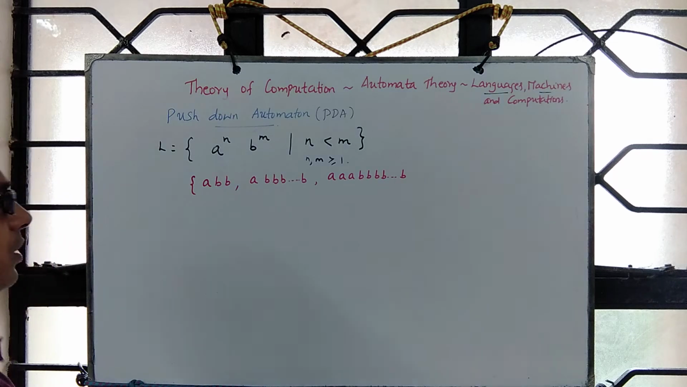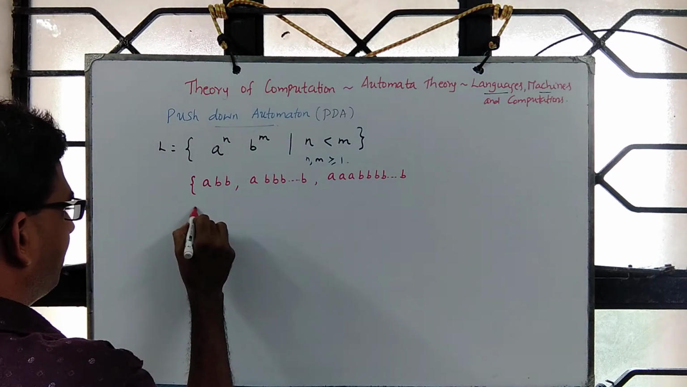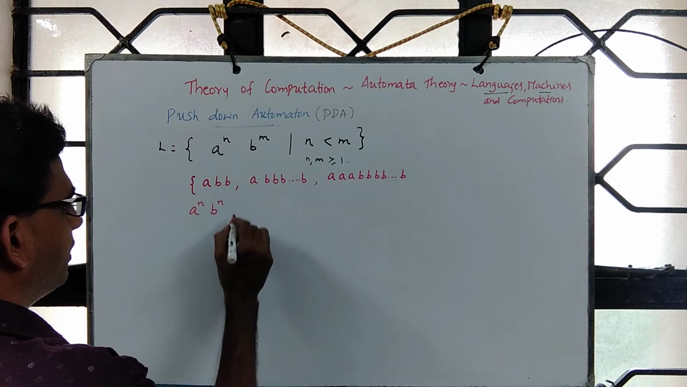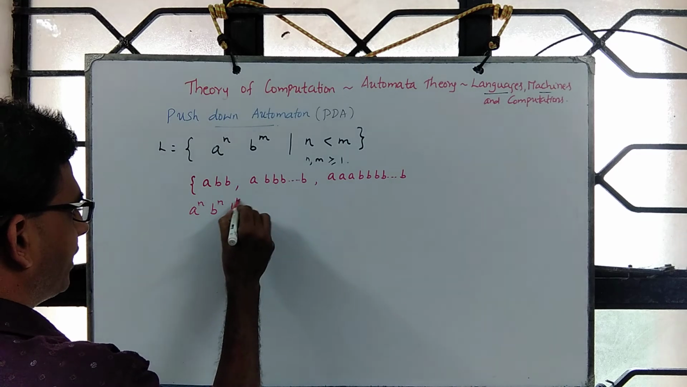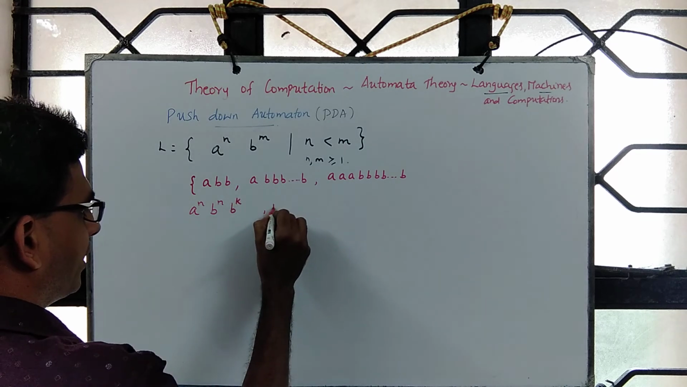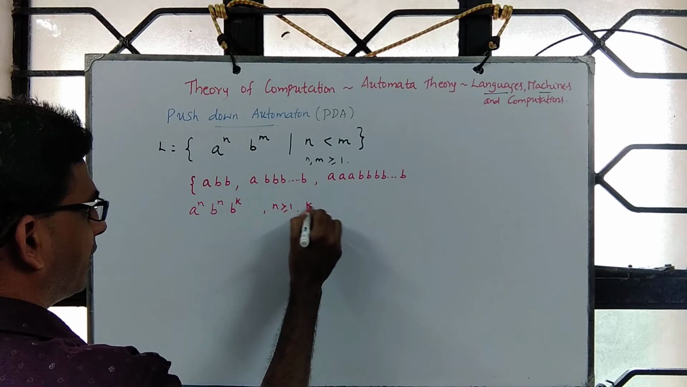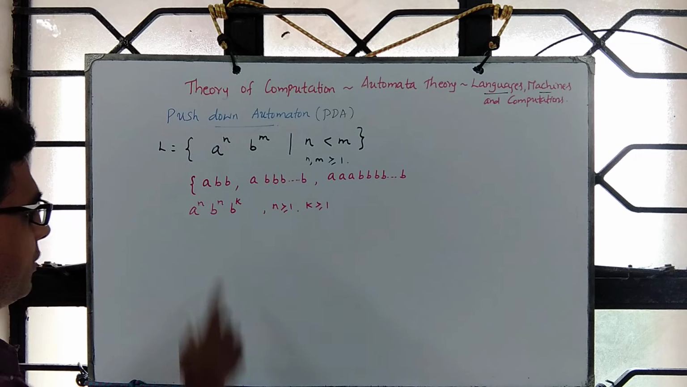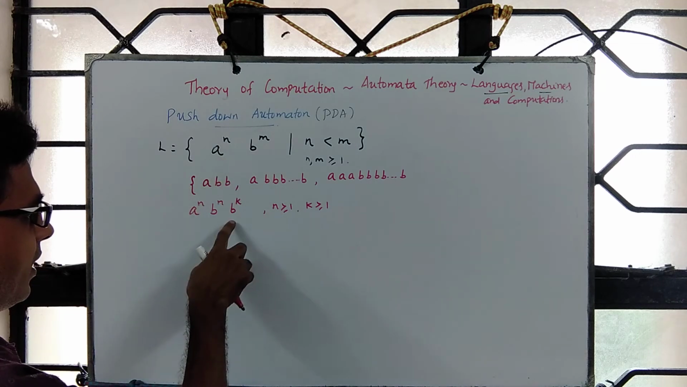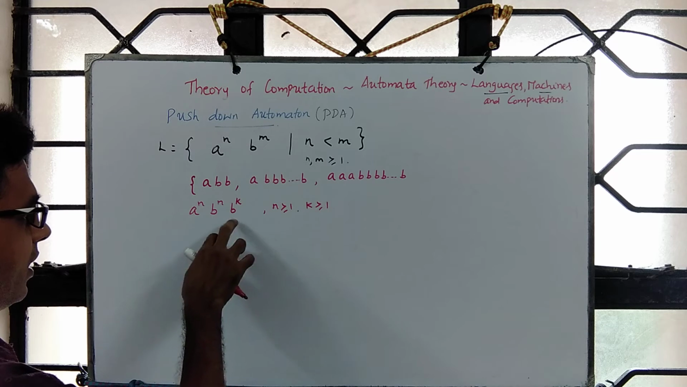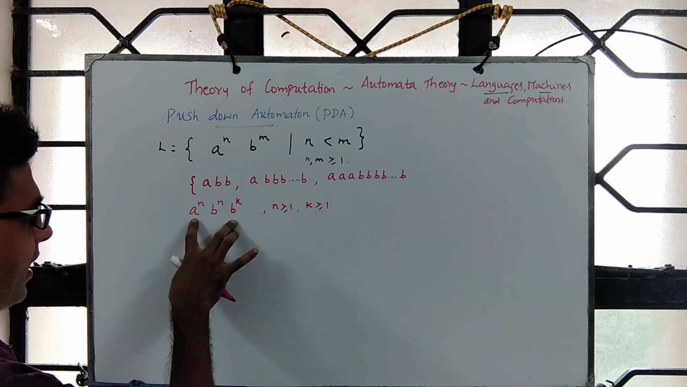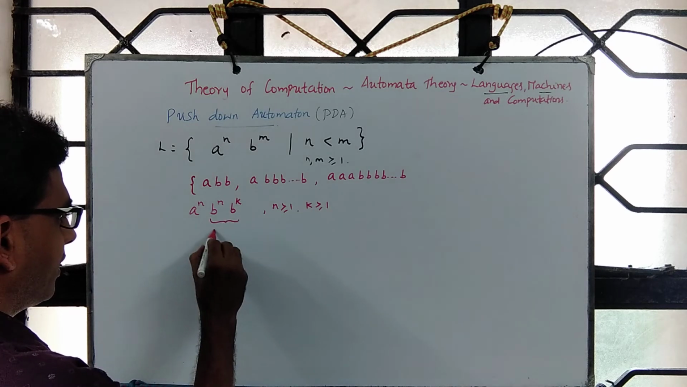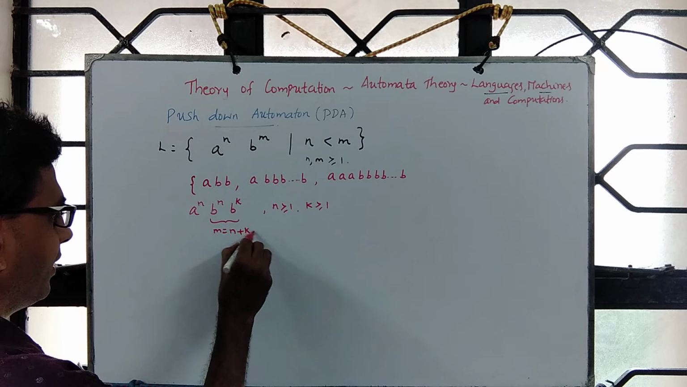Fine. So you can also look at this language like this: a power n, b power n, and b power k, where n is at least 1 and k is also at least 1. Correct? So this tells you that the number of b's read is at least 1 more than the number of a's read. So this part, m is precisely n plus k.